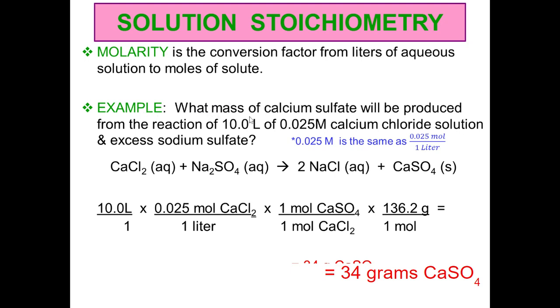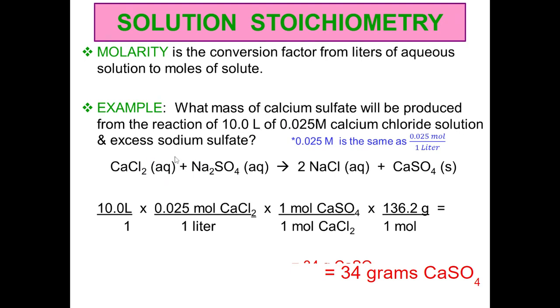So what mass of calcium sulfate, looking at our formula here, calcium sulfate is this product over here, will be produced from the reaction of 10 liters of 0.025 molar calcium chloride solution. So this information here is for calcium chloride, and that is our first reactant over here. So we have enough information to solve for moles of calcium chloride, all right?